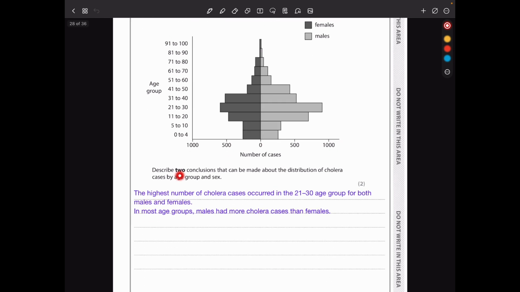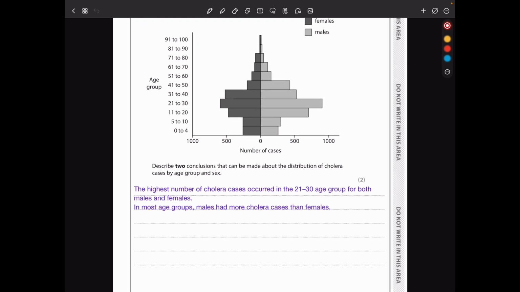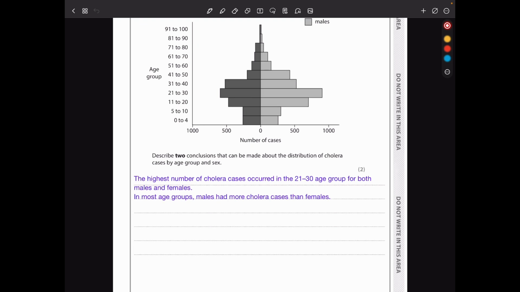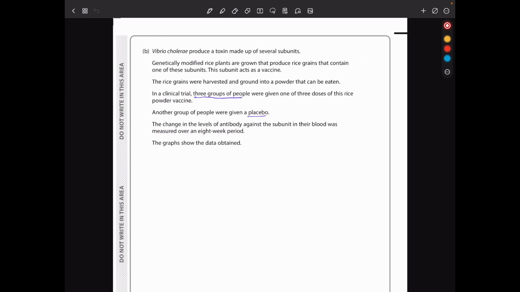So they say describe two conclusions that can be made about the distribution of cholera cases by age group and sex. This is the same thing I've said. The highest number of cholera cases occurred in the 21 to 30 age group for both males and females, and in most age groups, males had more cholera cases than females.